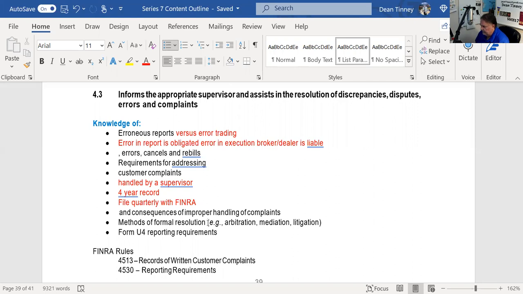Now, some states require mediation. So if we're conducting business in a state that has mediation, well, then we do mediation, which is arbitrate before we go to arbitration. Mediation is not adversarial, whereas arbitration is. So this isn't a lecture about arbitration panels and the process of arbitration. It's just what's in the content outline about how we resolve discrepancies, disputes, errors, and complaints.